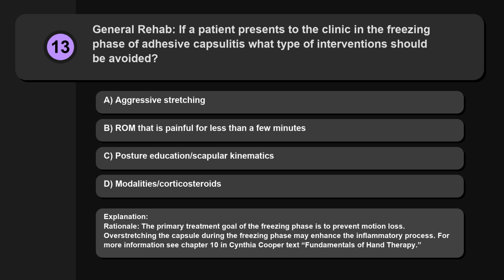Rationale: the primary treatment goal of the freezing phase is to prevent motion loss. Overstretching the capsule during the freezing phase may enhance the inflammatory process. For more information, see Chapter 10 in Cynthia Cooper's text, Fundamentals of Hand Therapy.